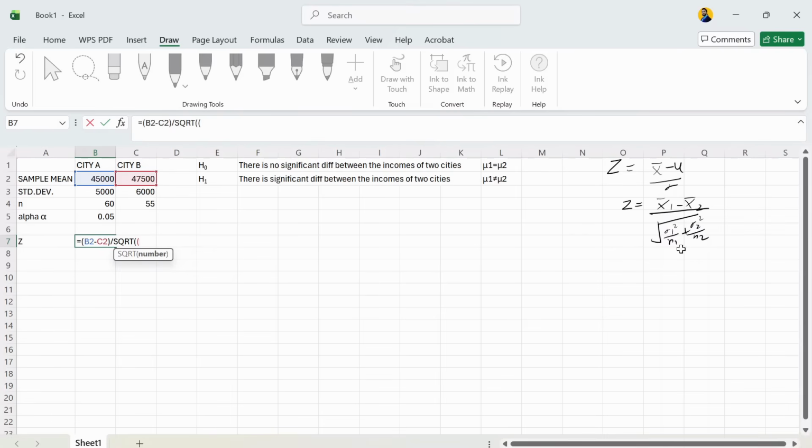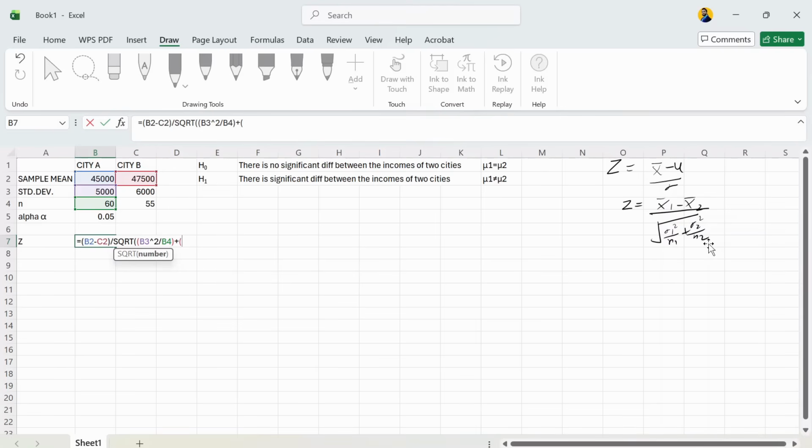So I have started another bracket for this, which is saying standard deviation 1, which is 5000, city A standard deviation, and square. For square you will use shift 6 for the cap and write 2. Then in division it is n1, the number of observations for city A, which is 60. Bracket close. Now plus again there is a term of numerator upon denominator, so you will write it in a bracket.